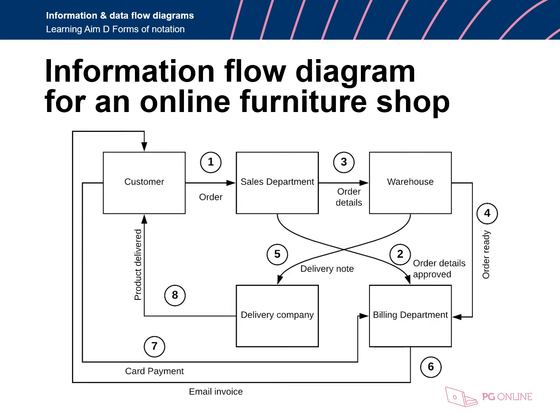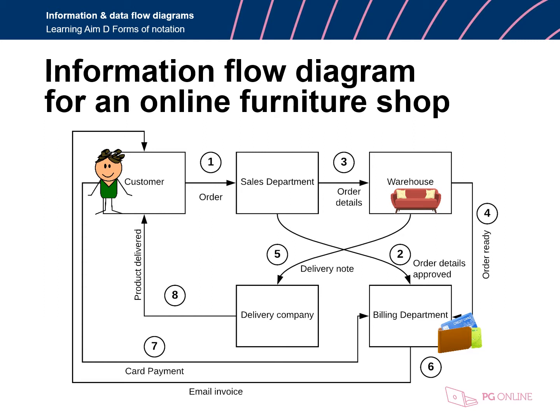Before we start creating our own information flow diagrams together, let's look at a more complicated and real-life example for an online furniture shop. In this case, we'll use IKEA. In the first stage, the customer will contact the IKEA sales department to place an order for a red sofa. They will give them key details such as the item they want to purchase, the payment detail method, and also the delivery address. Once the sales department has that key information, in stage 2, they will contact the billing department to make sure that the order details are approved.